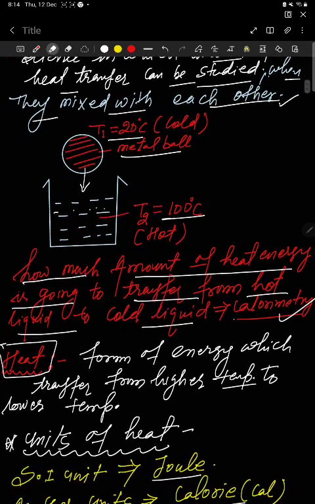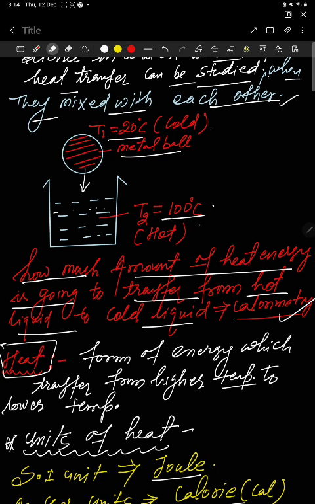So what is the meaning of that? Suppose we have two substances, one is a liquid and one is a metal ball. In this container we have kept one liquid whose temperature is 100 degrees Celsius, and there is one metal ball whose temperature is 20 degrees Celsius. So this liquid has higher temperature and this metal ball has low temperature.